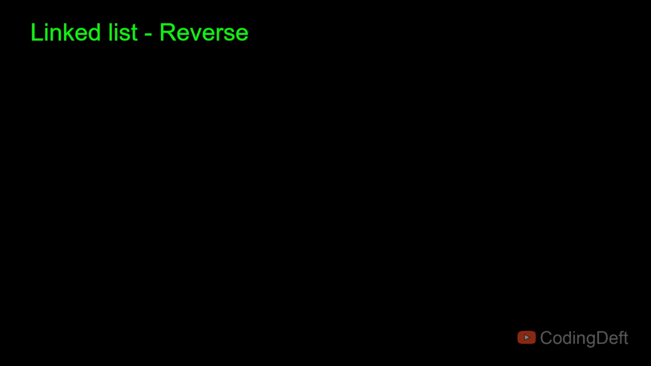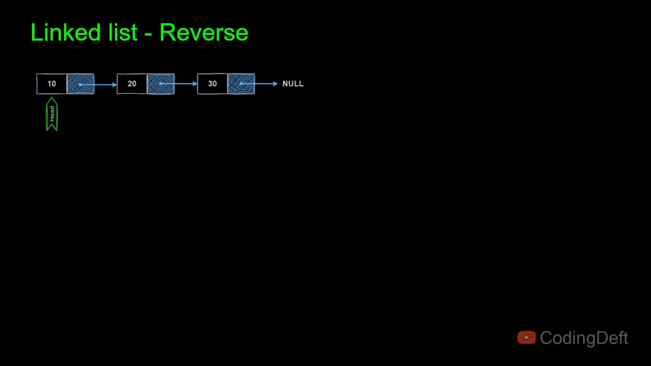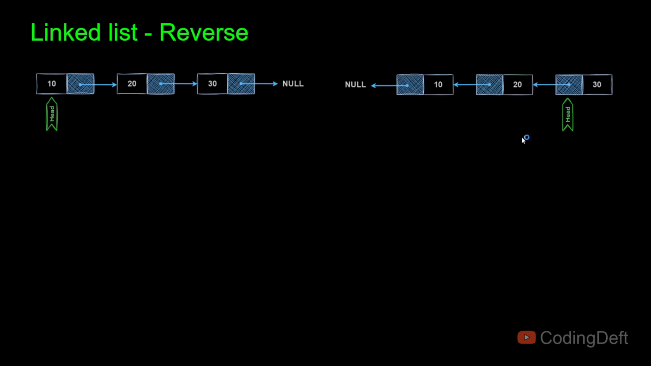In the previous video, we have seen how to search an item in the linked list. In this video, we will see how to reverse the entire linked list. Consider this linked list. When we reverse the linked list, this is how it will look. Every node will point to its previous node and head will point to the last node. So how can we achieve this?